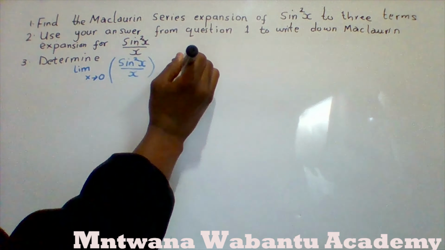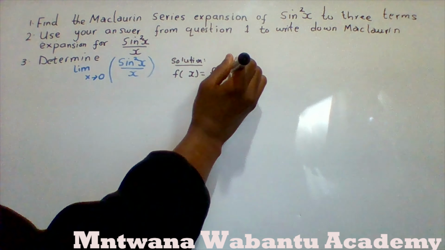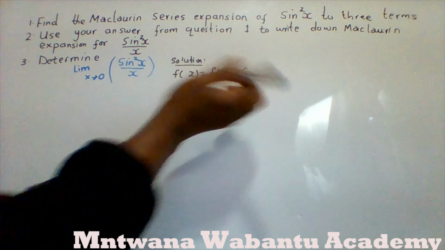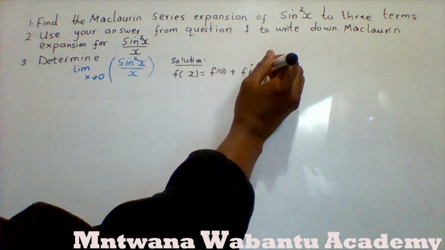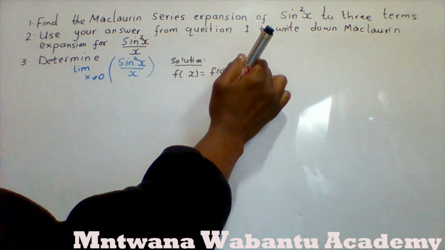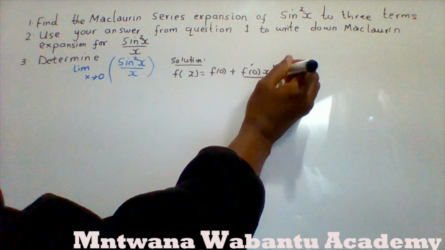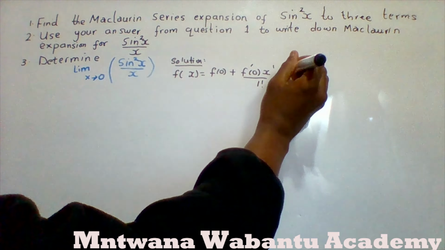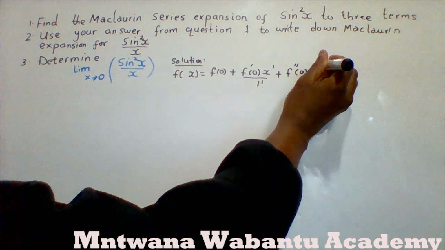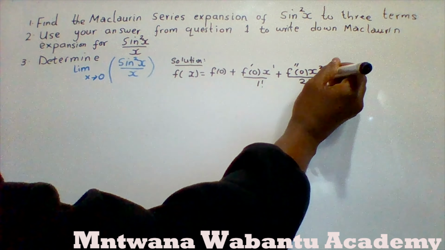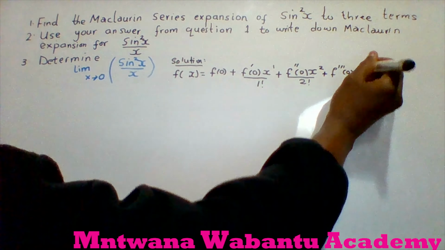The Maclaurin series formula says f of x equals f of 0 plus, see this f of 0. This one you differentiate, f prime of 0, times x to the power 1, over 1 factorial. Now you continue: the second derivative, f double prime of 0, times x squared over 2 factorial. You continue the same way, the third derivative, f triple prime of 0, times x to the power 3 over 3 factorial, then the fourth derivative.